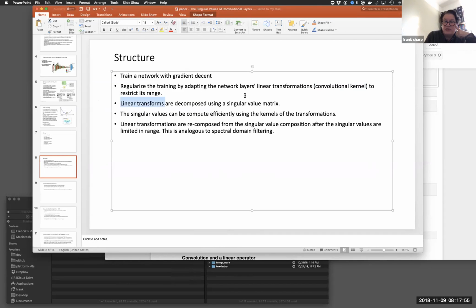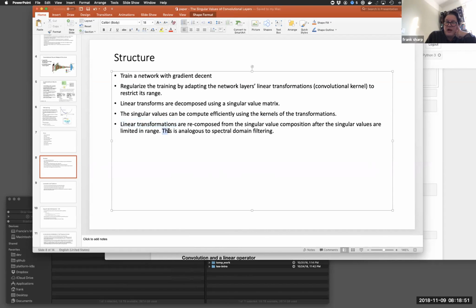So these linear transformations that correspond to the convolutional kernels are decomposed with a singular value decomposition. So we'll go into some details on that. And the singular values can be computed efficiently just using the kernels. And so then we need a linear transformation in order to do our forward propagation through the network. So we recompose that transformation after we've done this singular value decomposition and after we've limited the ranges.